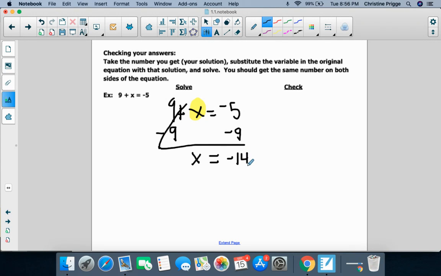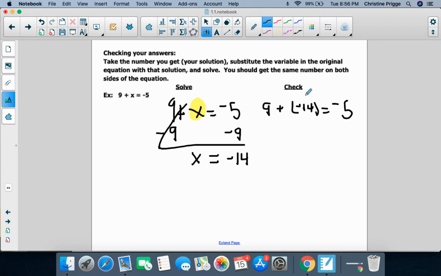Okay, so now I've come up with a solution that says x's value is -14, but I need to make sure I check it. So I'm going to replace or substitute the variable in this equation. So 9, and then I have to put a plus, and then I have a -14. It's supposed to be in parentheses, sorry. (-14) equals -5. Let's see if it does.